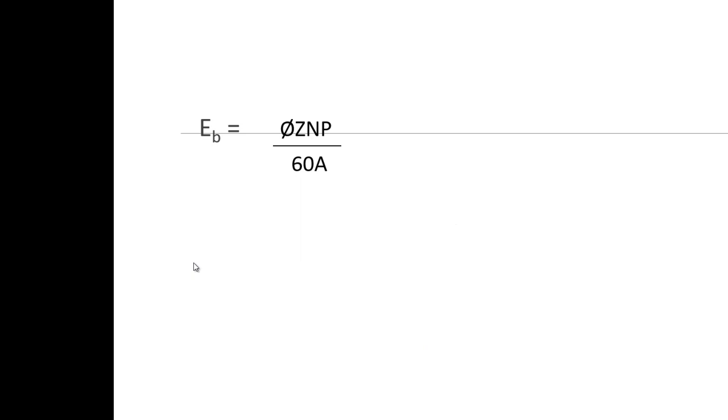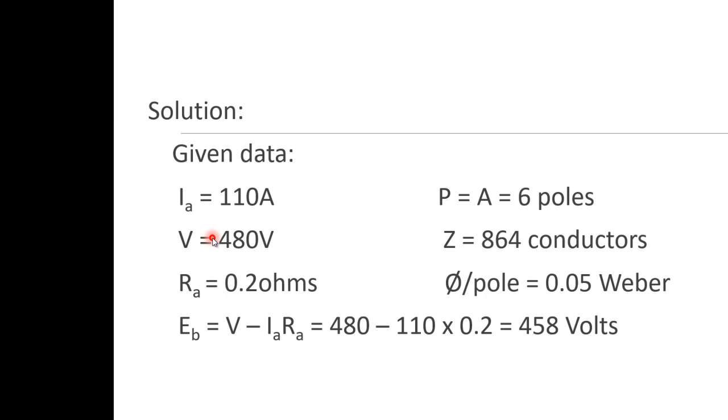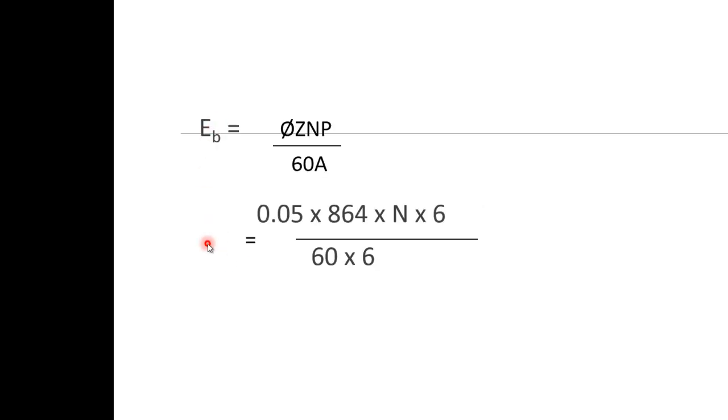And EB is equal to phi Z N P by 60A. So here phi is 0.05 into 864 conductors into speed, which we don't know and have to find out, into 6, that is the number of poles, over 60 into 6, the number of parallel paths. Okay, so after calculating this we will get N is equal to 636 rpm. Here we substitute EB is equal to 458 in place of EB. Then we will get N is equal to 636 rpm.